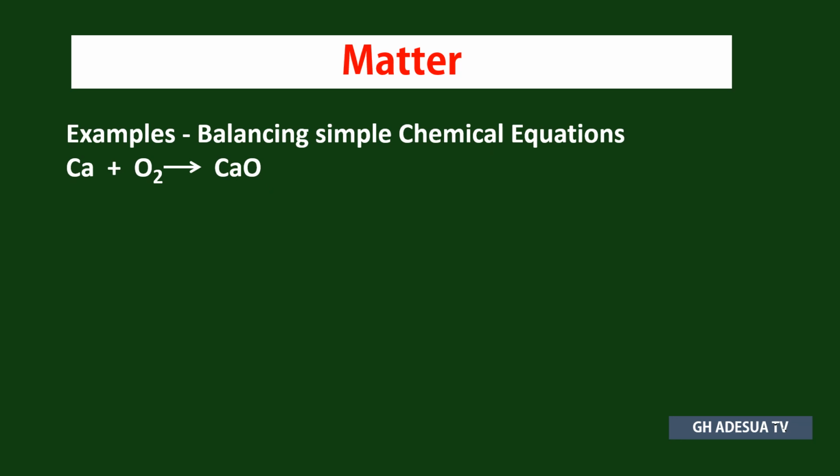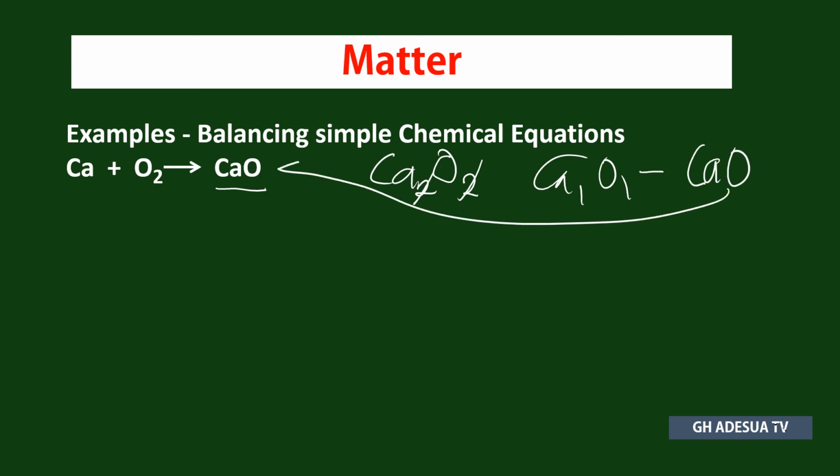Then our final one. We have calcium plus oxygen forming calcium oxide. And like I explained in the previous question, calcium has a valency of 2, oxygen has a valency of 2. So even when they interchange, it becomes Ca2O2. And then you reduce it, it becomes Ca1O1. But we don't write that. So it's CaO. That's how come this is what it is.